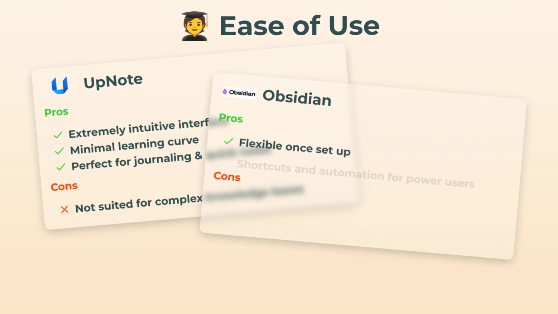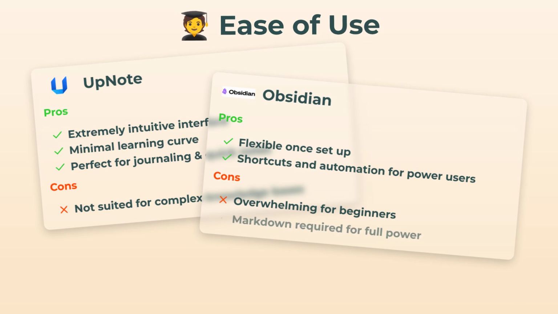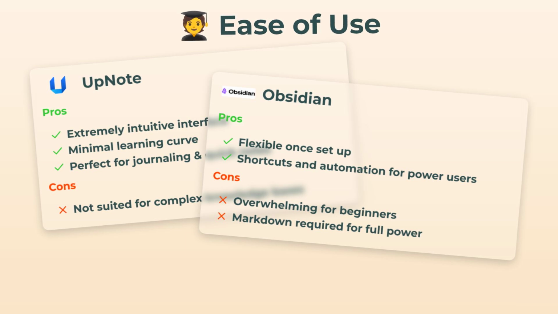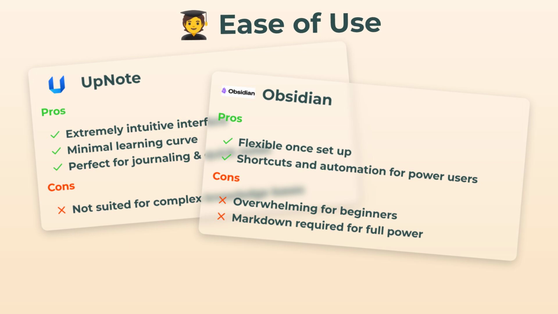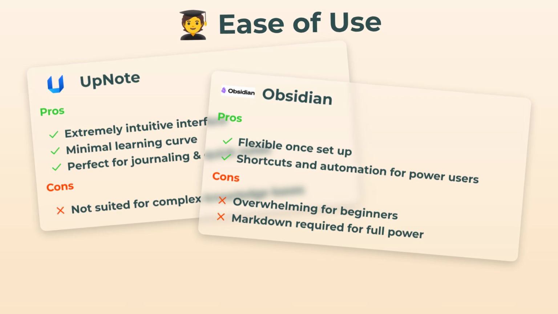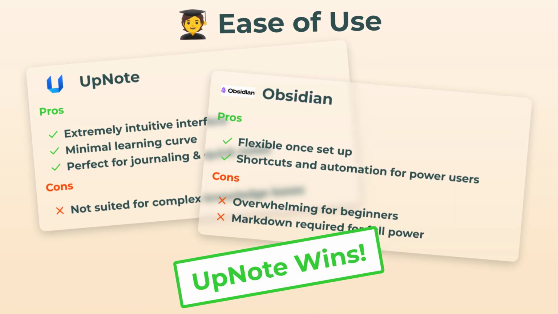On the other hand, Obsidian is flexible as heck once you set it up. Crazy amount of shortcuts, automation, that's all there if you want to spend time learning. But if you're a beginner or hate learning Markdown, it's kind of overwhelming. For ease of use, UpNote is hands down the winner, especially for beginners and casual note takers.